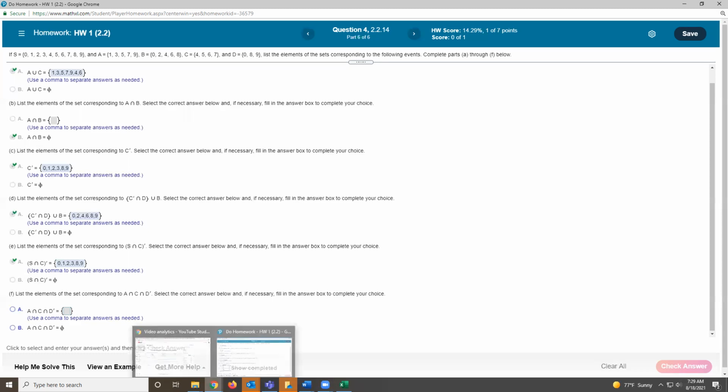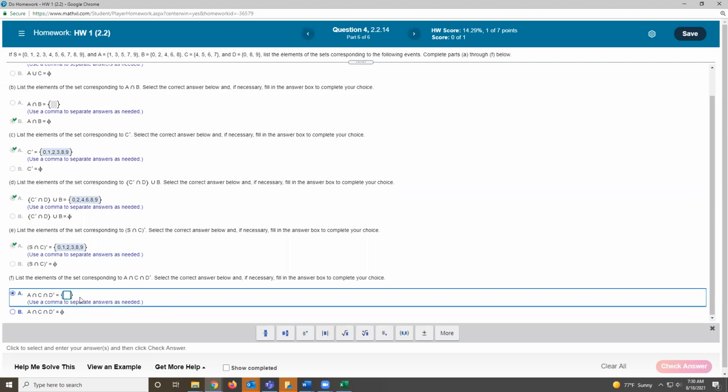Okay. List the elements of the set corresponding to A intersection C intersection D prime. So here there are no parentheses, so we just work from left to right. So we have A intersection C as A is this, C is this, A is 1, 3, 5, 7, 9, C is 4, 5, 6, 7. So I see that 5 is common to A and C, and so is 7. So 5 and 7 are in both C and A. So A intersection C is 5 and 7.